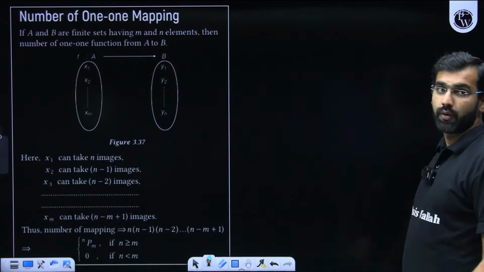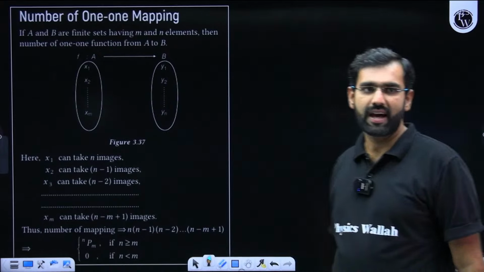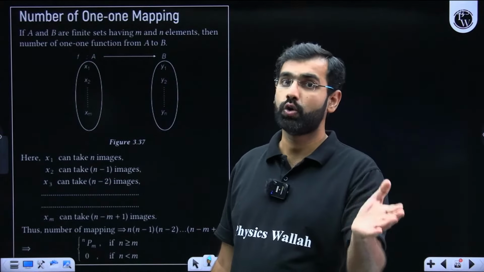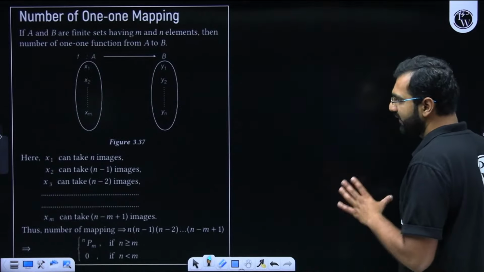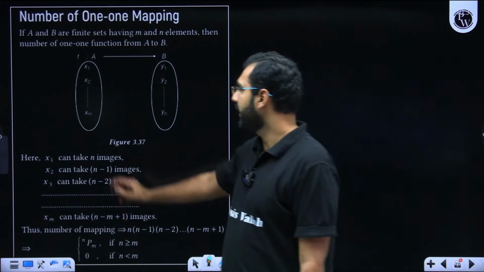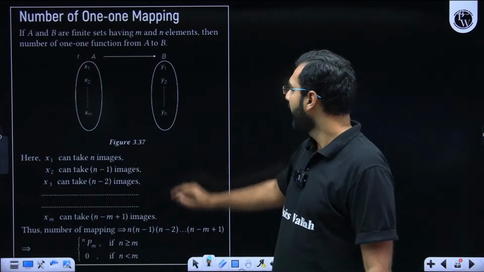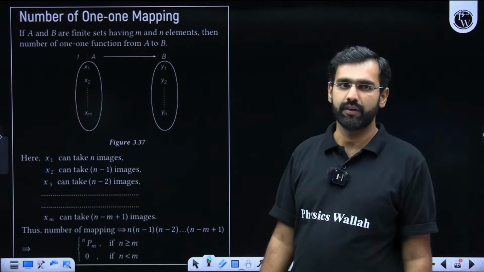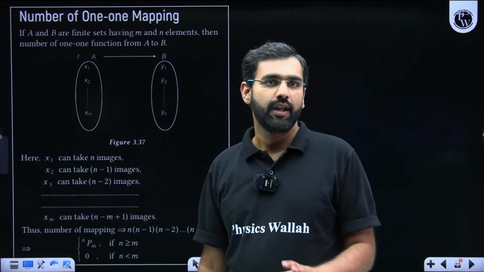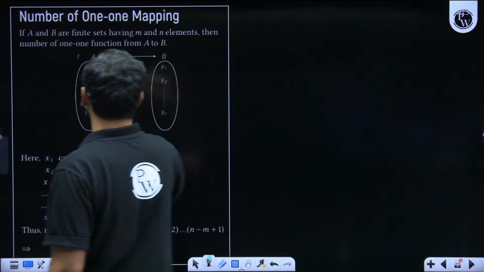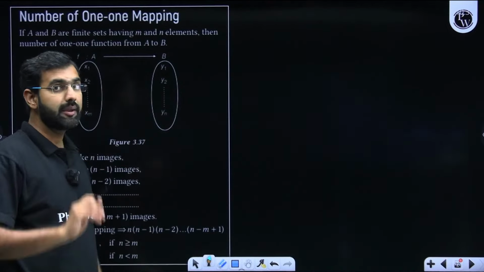Yes. Now, this is the part where I think you'll get more clarity, those who are asking about one-one, onto, many-one and all. So here, let's work on that. Let's say here, I am given m observations here and n observations here in the codomain. So domain has m observations, codomain has n observations. Now what do we do here? We are asked the number of 1-1 mappings. Now what do I mean by 1-1 mapping?